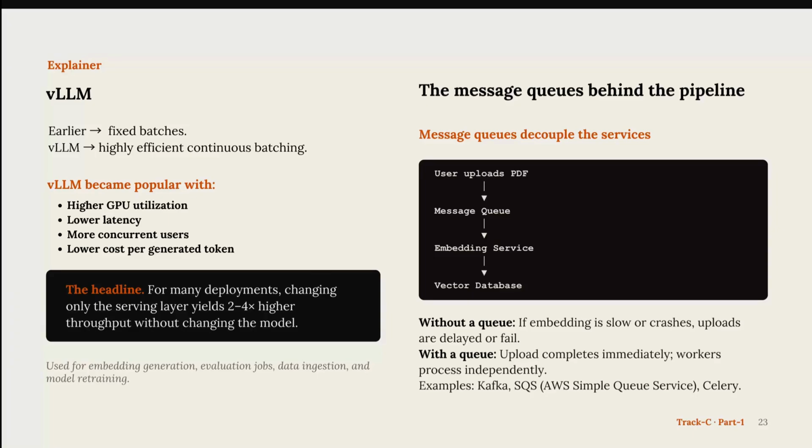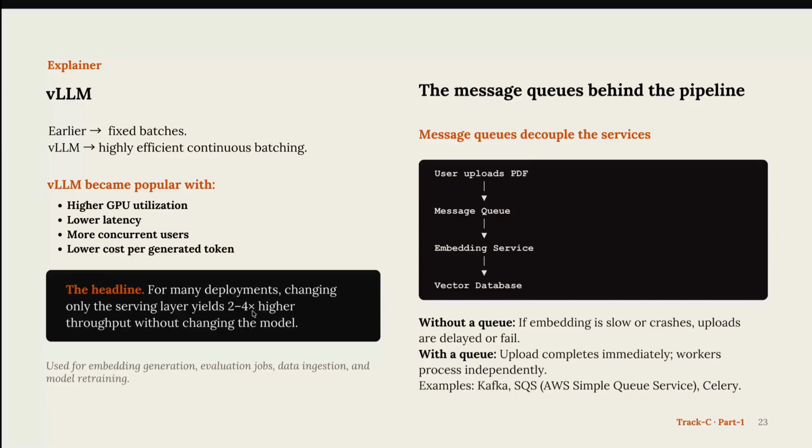So what we saw was vLLM was introduced that highly improved the efficiency of the GPU using continuous batching. Yeah. The result of this was that the GPU utilization went high, latency reduced, more concurrent users started coming on, and the cost per generated token went lower and lower. Yeah. Just changing this serving layer or the inference layer sometimes yields 2 to 4 times higher throughput without changing the model also. So the wrapper around your LLM also makes a big difference, because it's helping you manage these queues. Okay, and queues sometimes are the bottleneck in the whole pipeline.